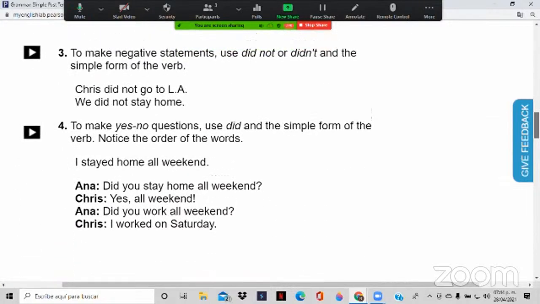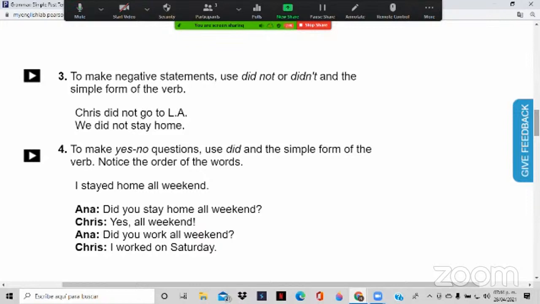Muy bien, entonces continuemos. Ahora vayamos con la forma interrogativa, interrogative, utilizando el verbo auxiliar did, o también para negación, didn't, or did not. To make negative statements, use did not or didn't and the simple form of the verb. Chris did not go to L.A. Chris didn't go to L.A. We did not stay home. We didn't stay home.